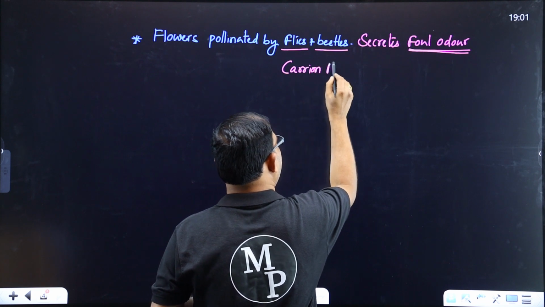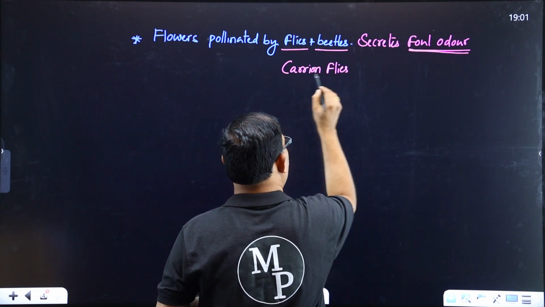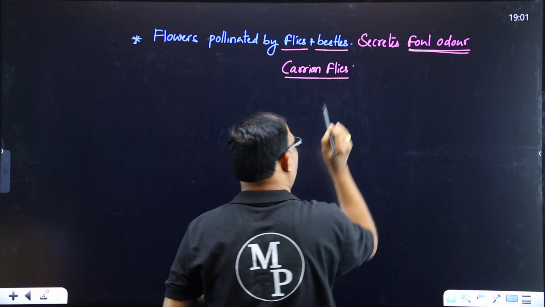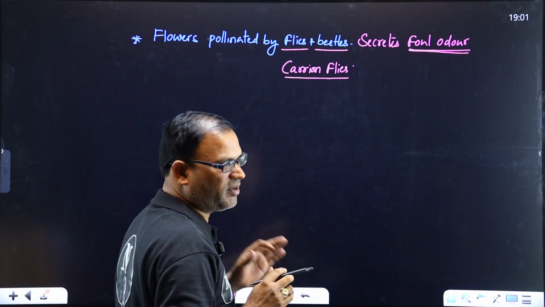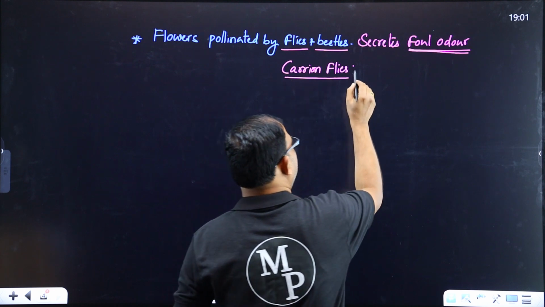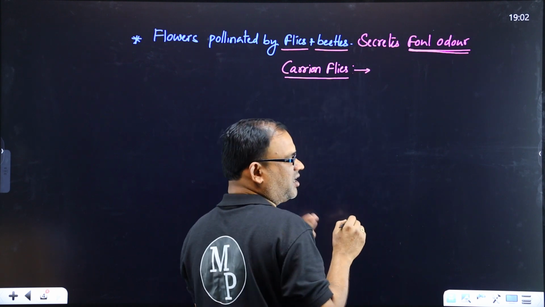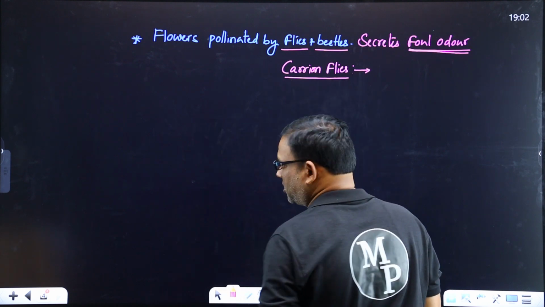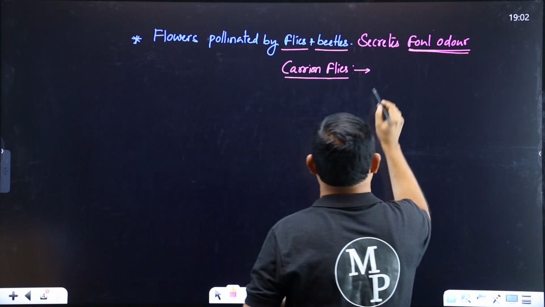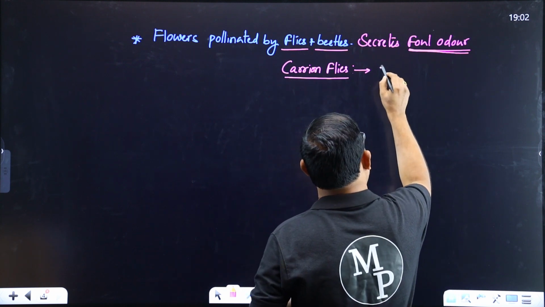Carrion flies. Important. This is carrion flies. It is not there in NCERT but it is very, very important. Carrion flies help in what? Pollination in Rafflesia flower. So, pollination.